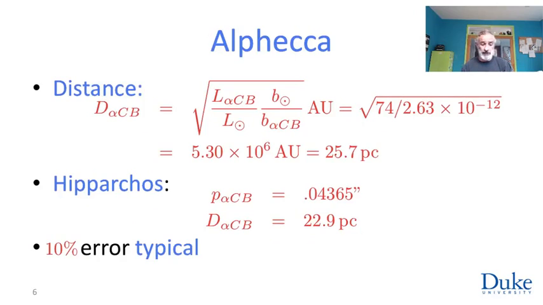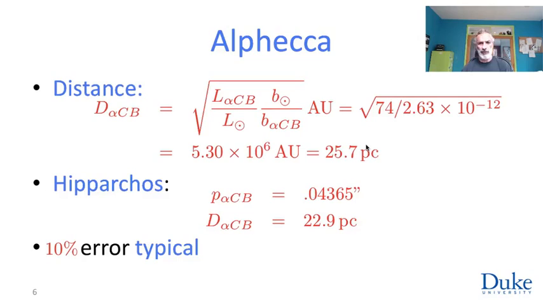And we can, as I said, predict a distance to Alphaka based on using the luminosity and the brightness. Brightness is measured. Luminosity is predicted from the HR diagram. I plug in 74 solar luminosities here. I plug in 10 to the minus 12 or whatever for Alphaka's brightness. And I find 5.5 million AU. I can convert that to parsecs with our 206,265 astronomical units per parsec conversion. And I predict Alphaka's distance to be 25.7 parsecs.